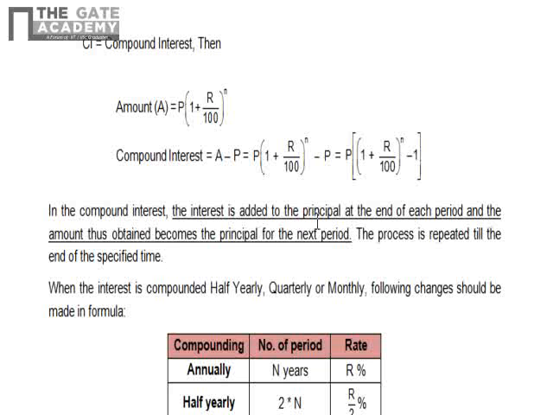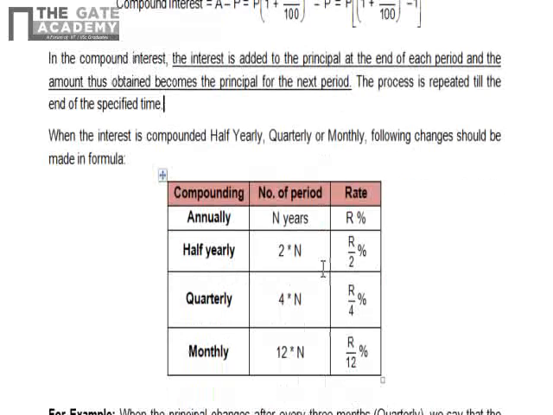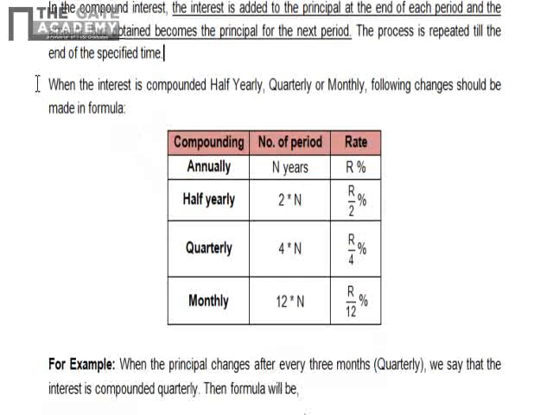In compound interest, the interest is added to the principal at the end of each period, and the amount thus obtained becomes the principal for the next period. That means for the next period, you are also calculating the interest on that interest of the first period. Okay, that's why it's called cumulative. Here there is a very important thing. Sometimes in compound interest, they'll calculate the interest half yearly, quarterly or monthly. So you'll have to change the values according to that.